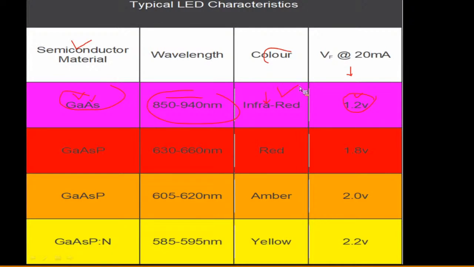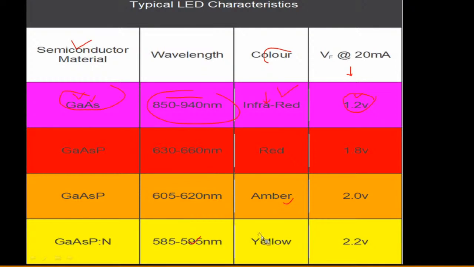Now, if it is gallium arsenide phosphide, this is a material type, with a wavelength of 630 to 660 nanometer, which color will it emit? That is a red color. The operating voltage is 1.8 volts. Like this, the same material, gallium arsenide phosphide, with different wavelengths and different operating voltages generates different colors. And for yellow, it is gallium arsenide phosphide with nitrogen.